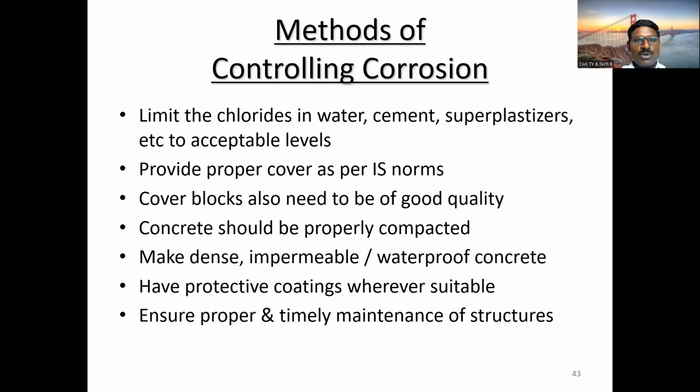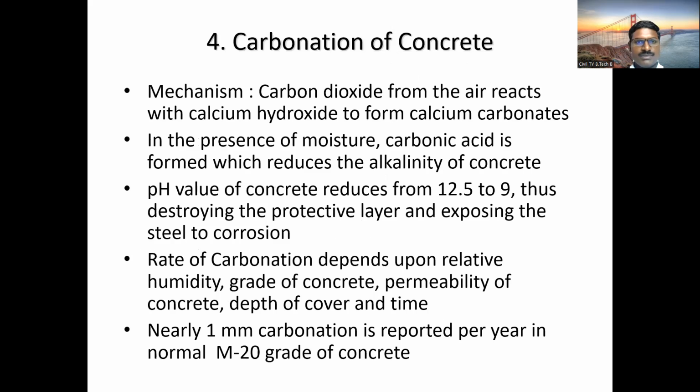Then, methods of controlling corrosion. What are the methods to control the corrosion? Limit the chlorides in water, cement, and superplasticizer, etc., to acceptable levels. Provide the proper cover as per the IS norms. Cover blocks also need to be of good quality. Concrete should be properly compacted, and we should make dense, impermeable, or waterproof concrete. So these are the methods of controlling corrosion.